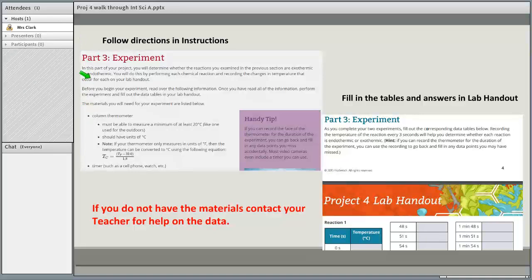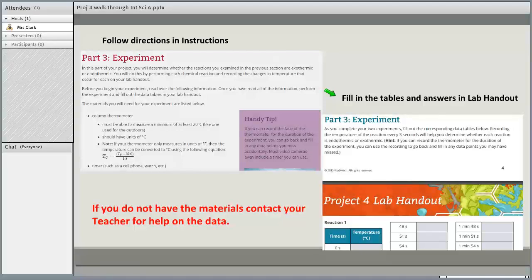Here are the instructions for what to do. Here is the part that you have to fill out. You're going to have to fill out reaction 1 and reaction 2. There's 2 of them. You're going to do 2 reactions. You're going to keep track of the change in temperature as you combine your substances, okay? And record those changes in temperature.